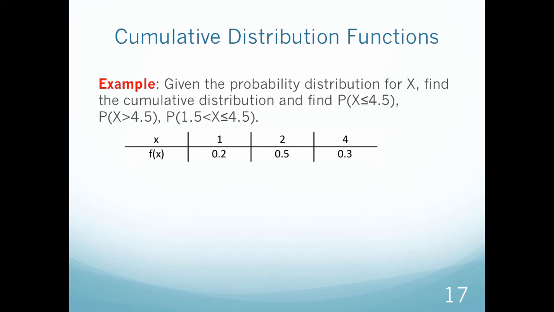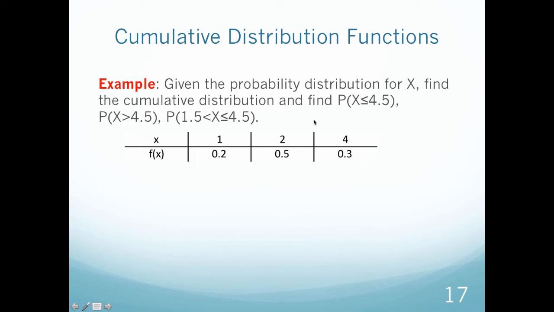So let's look at some examples that will help maybe solidify this. Given the probability distribution for x, find the cumulative distribution and find the probability that x is less than or equal to 4.5, greater than 4.5, and the probability that x is greater than 1.5 and less than or equal to 4.5. Okay, so I am given this probability distribution.